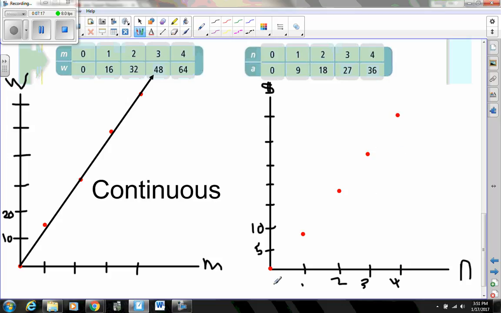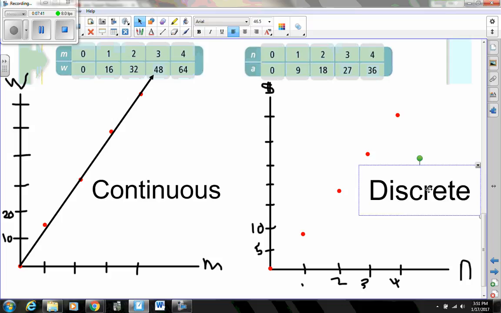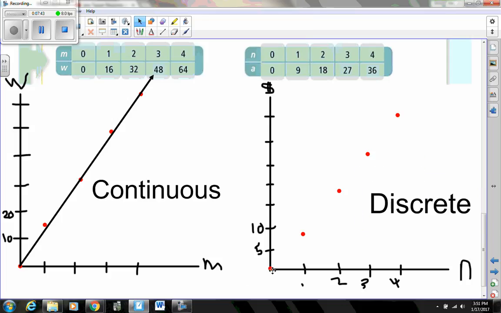Okay? Now, in this case, because I'm selling cheese by the wheel, it's not possible for me to sell 2.76 wheels of cheese. I mean, I can slice them up, but I'm not. I'm selling them by the wheel. So in this particular example, it doesn't make sense for me to have decimals, which means this is a discrete situation, and I should not connect these points with a line. So I'm going to leave it just like it is. Point here, point here, point here, point here, point here.